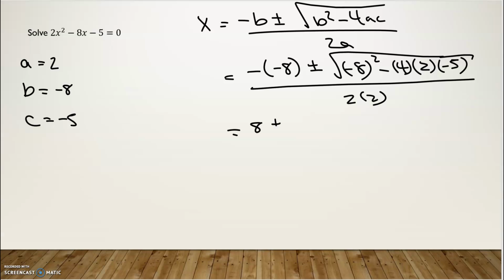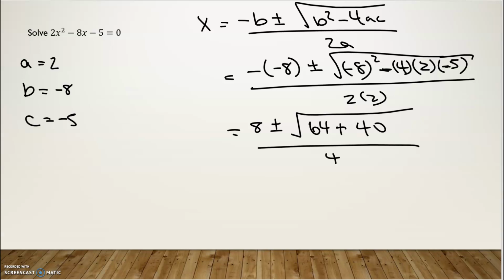So that'd be a positive 8 plus or minus 8 times 8 is 64. And then I have a negative here and a negative here, so that'll be positive. 4 times 5 is 20, 20 times 2 is 40, all over 4. Okay, and then I have 8 plus or minus the square root of 64 plus 40, that's 104 over 4.